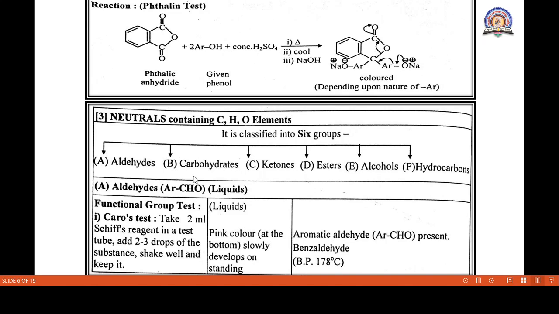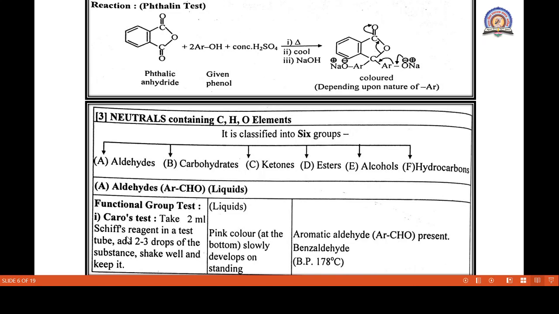Then next, neutrals containing CHO elements. They are classified into 6 groups. Neutral compounds having CHO groups are classified into 6 groups: aldehydes, carbohydrates, ketones, esters, alcohols and hydrocarbons. So one by one we discuss these points. Here first, aldehyde. Here the functional group test.